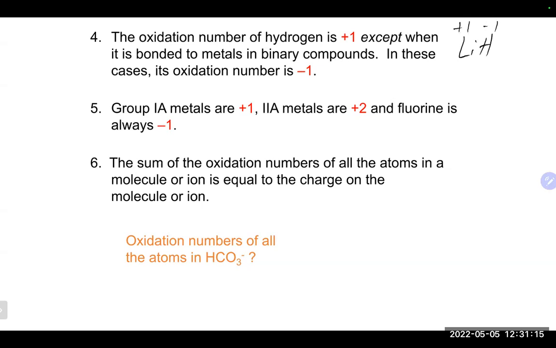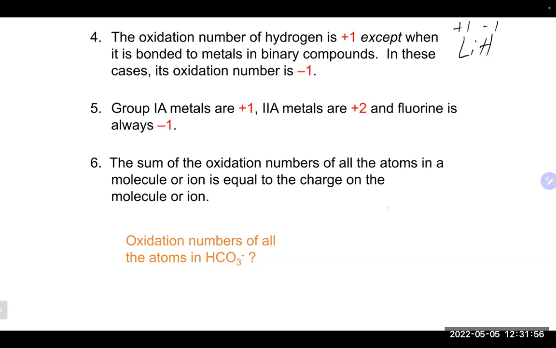Other than that, if it's not attached to a metal, it's going to be +1. Everybody in group 1 and group 2 will have the respective charges, +1 and +2. Fluorine's always -1. When we add up all the oxidation numbers, they need to equal the charge on the ion, if it is an ion. So if it has an overall +1 charge, when you add up everybody's oxidation numbers, it needs to equal +1. If it has a negative charge, it needs to equal whatever that negative charge is. And if it has no overall charge, when you add up all the oxidation numbers, it needs to equal 0.